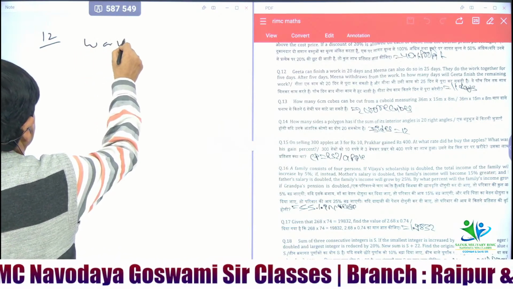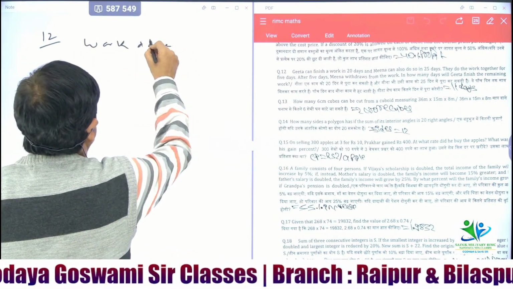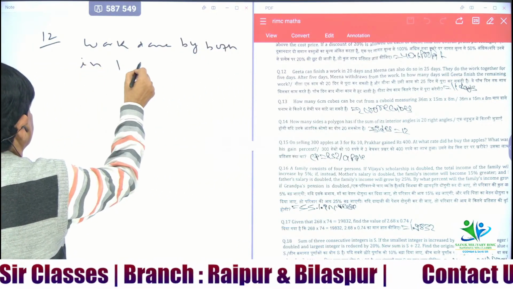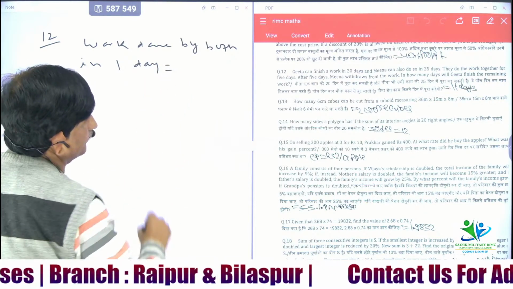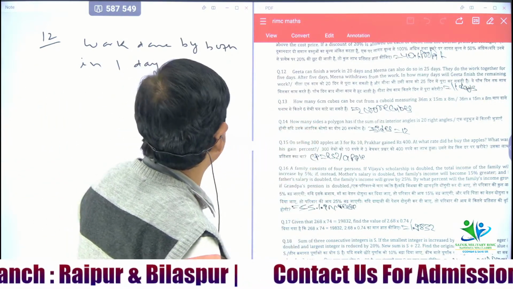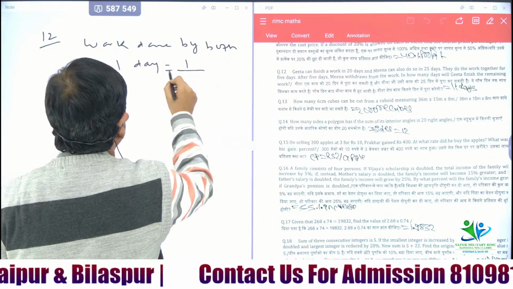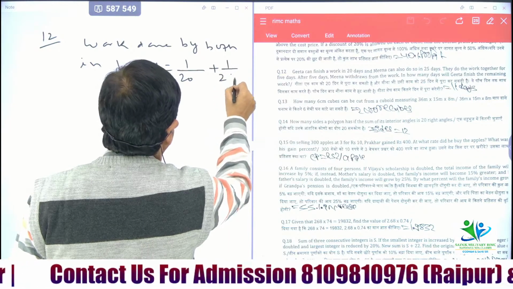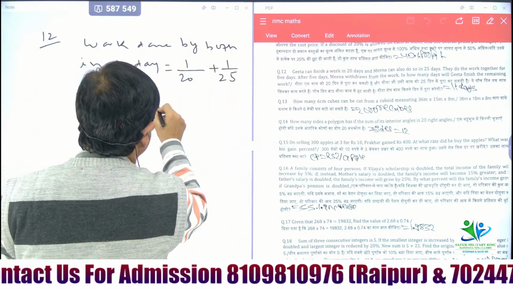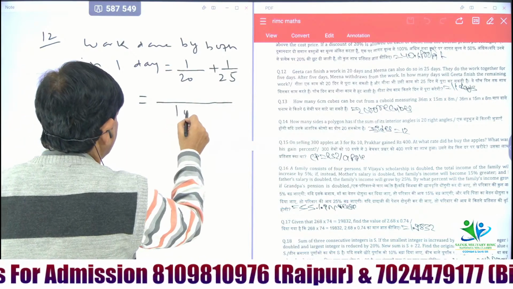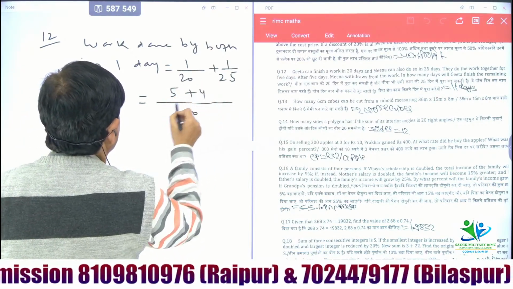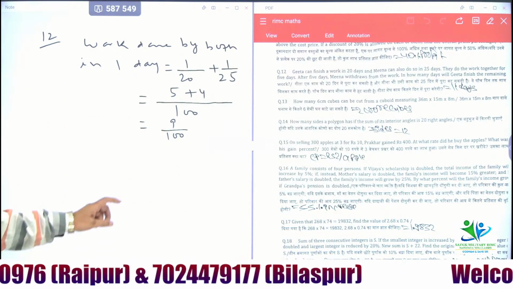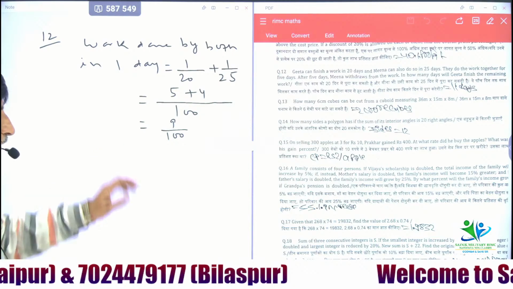So work done by both in one day is equal to Geeta in 20 days and Meena in 25 days. That means in one day, Geeta 1/20 work and Meena 1/25 work. Now take the LCM of 20 and 25. You get here 100, and this one is 5 plus 4, that is 9/100. That means both can do the work 9/100 part in one day.